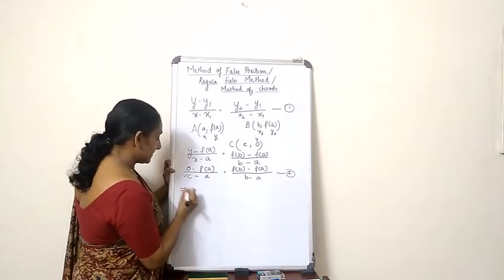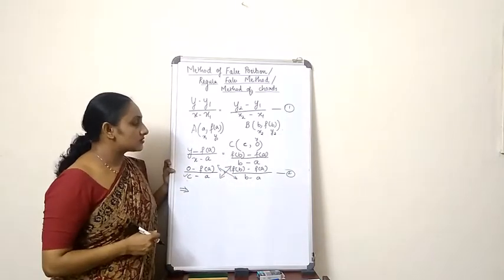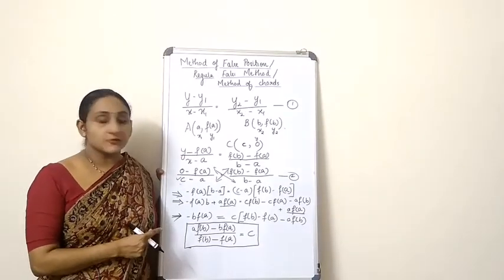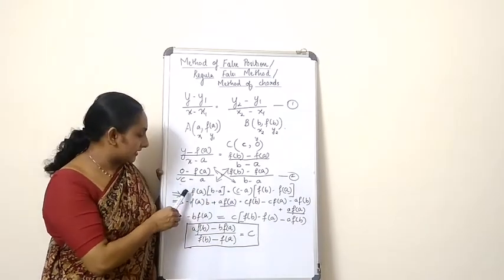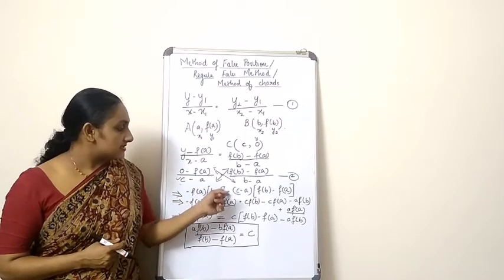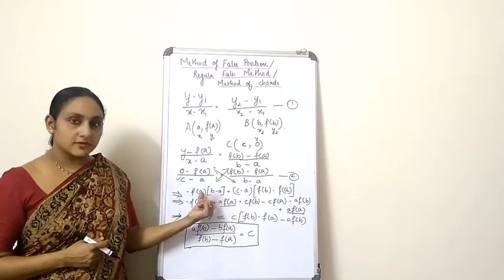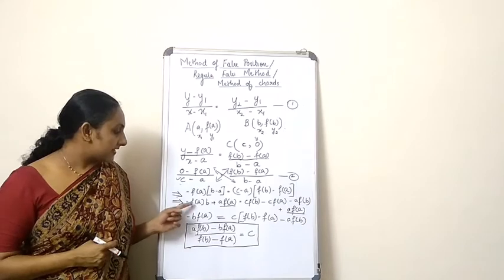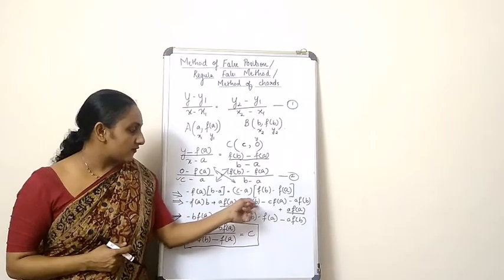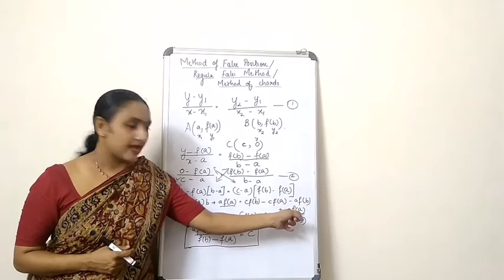Which implies when you cross multiply this equation, just find out what is c by cross multiplying this equation. Here you can see that I have cross multiplied and I get minus f of a into b minus a is equal to c minus a into f of b minus f of a. Now I am going to open the brackets. When I open the bracket I get minus f of a into b plus a into f of a is equal to c into f of b minus c into f of a minus a into f of b plus a into f of a.